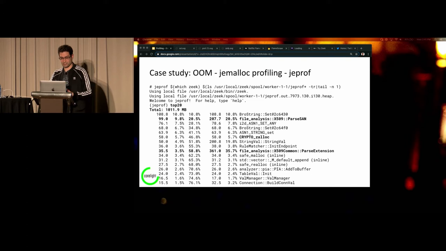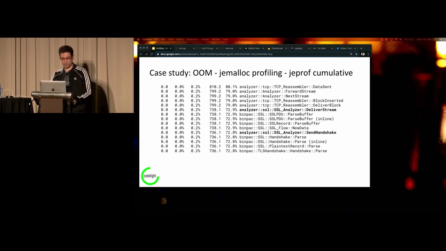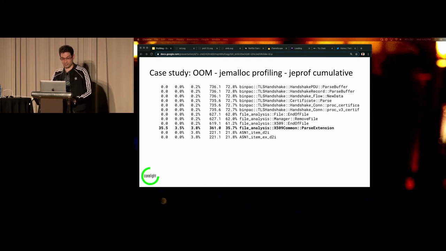So this was kind of a test that I reproduced that's showing, well, some X509 file analysis is using 28% of the memory, and X509 common parse extension is using 35%. So we already know something with X509 processing. And there's also another way of looking at this in jeprof where you can just do the cumulative output, which is kind of neat because you can go from the start. So main is using 100%, and then as we start processing packets, that's 98%, and as you go further down, you start seeing 72% is the SSL analyzer, so now you know 72% of the memory is being used by the SSL analyzer, and you get further and further down until you see that it's that same parse extension.